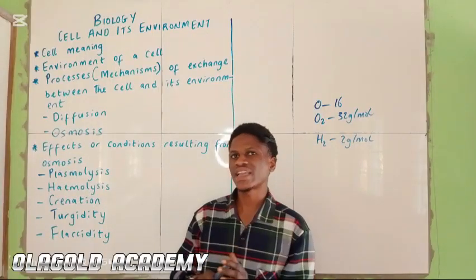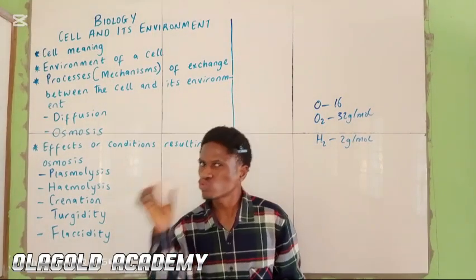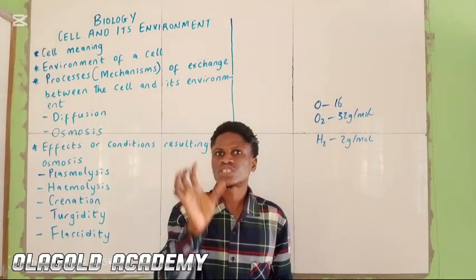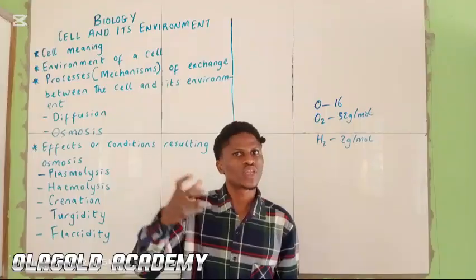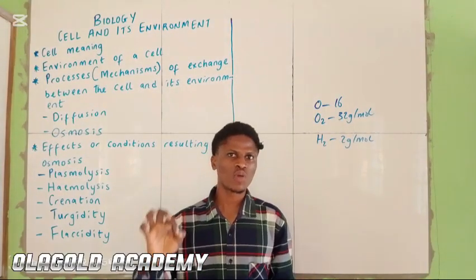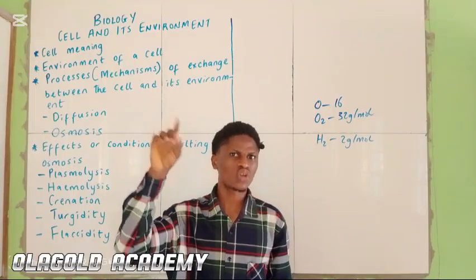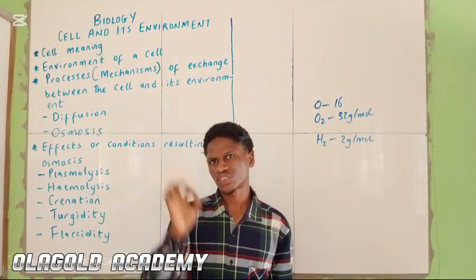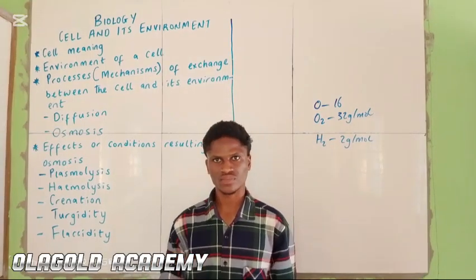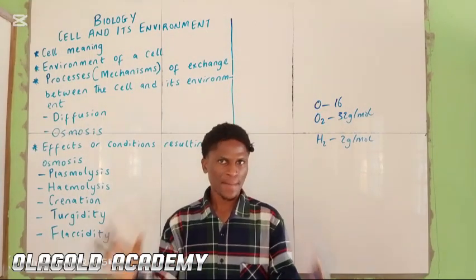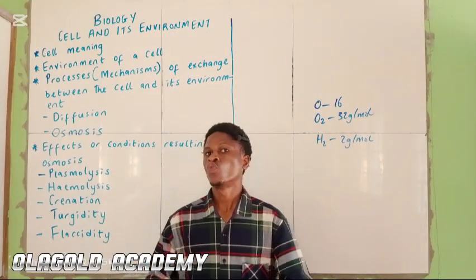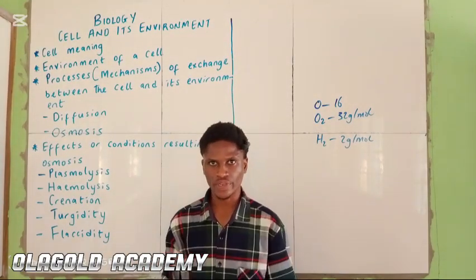Now note, I said movement of water molecules. It means osmosis pertains only to water molecules. And I said it moves from the region of higher concentration to the region of lower concentration through a selectively permeable membrane. Now we have what we call permeable membrane, we have semi-permeable membrane, we have non-permeable membrane.